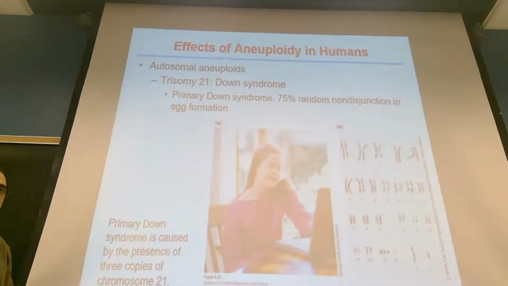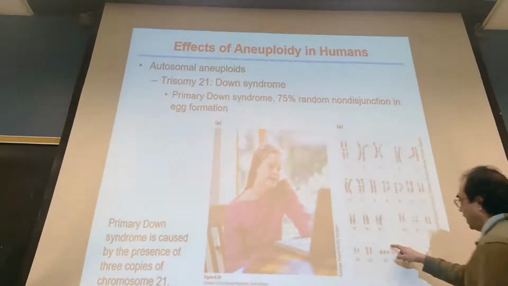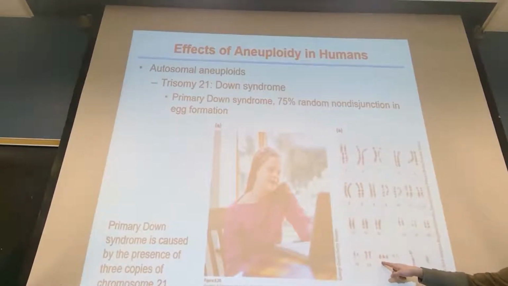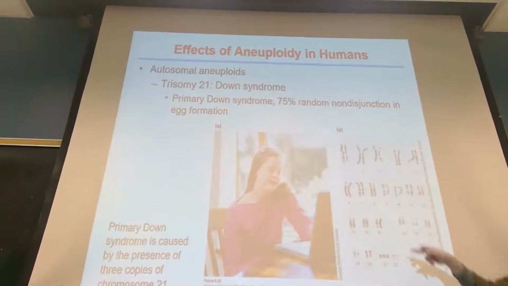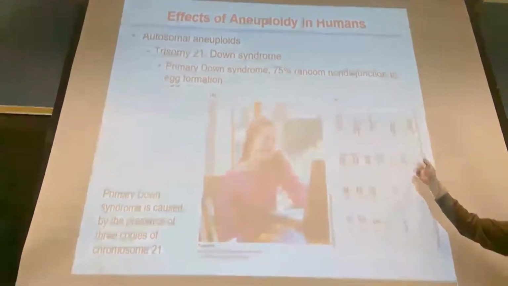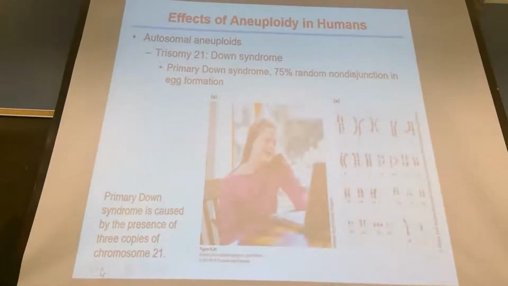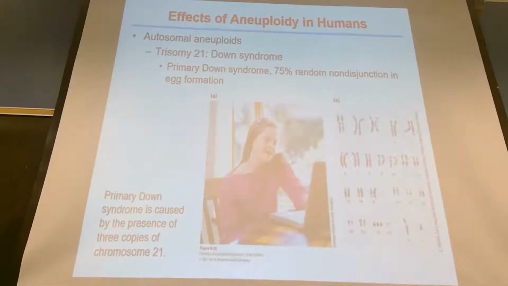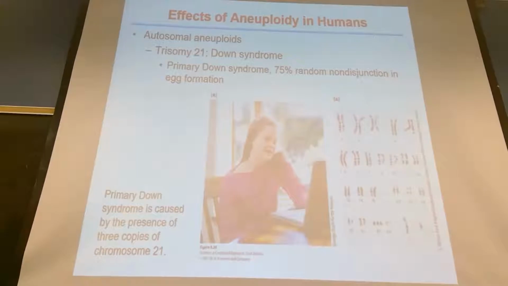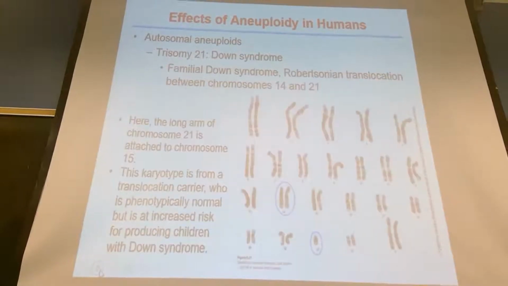Trisomy of 21, that is the Down syndrome. And this is the karyotype, showing that number 21 chromosome is in 3, and each and every other chromosome is in a set of 2. Generally, Down syndrome is 75% random non-disjunction in egg formation, particularly for the females, and it is the trisomy of chromosome 21.